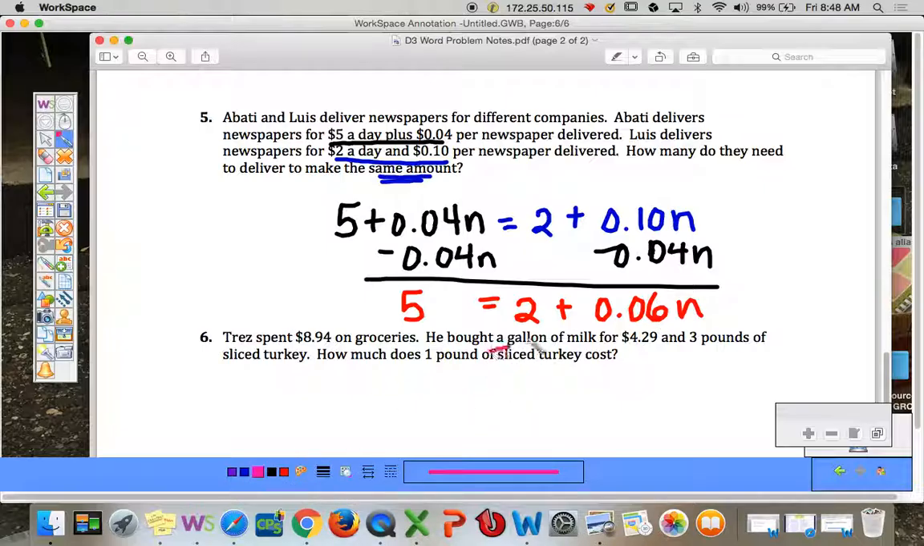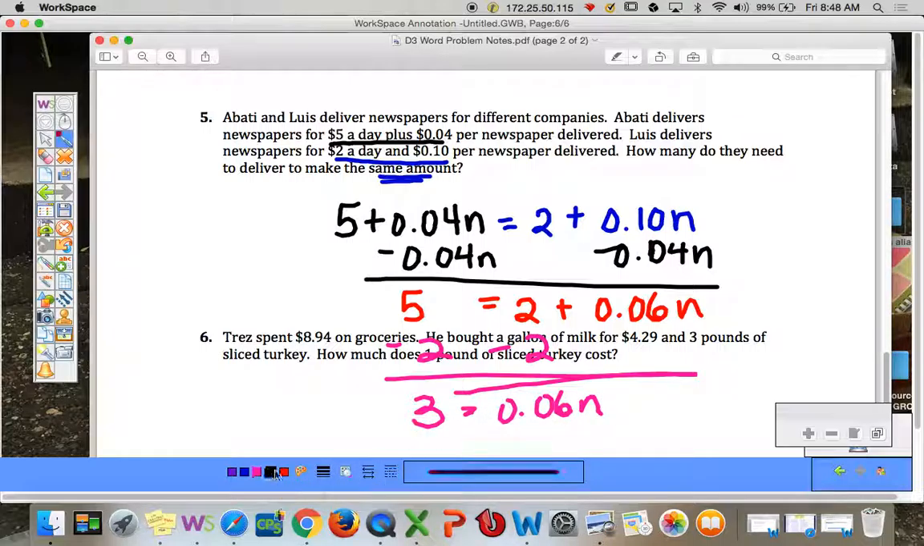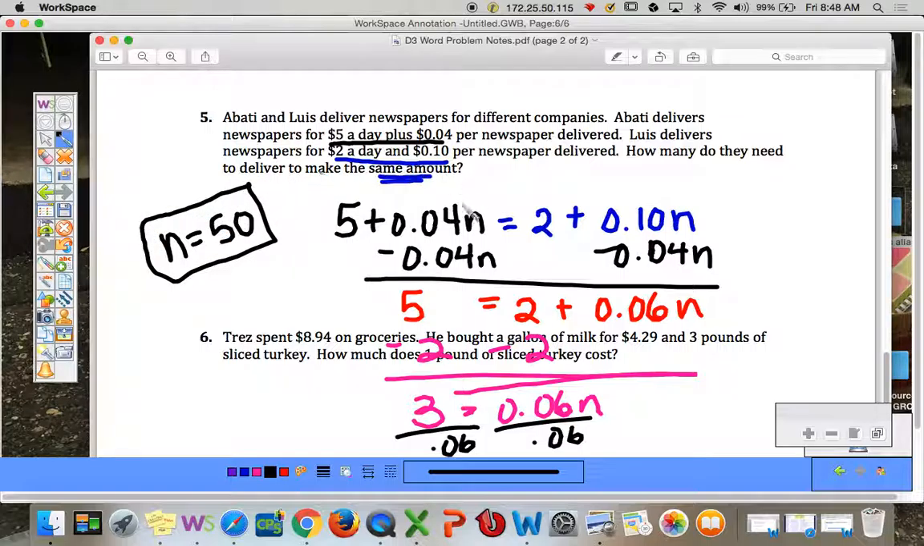We'll subtract 2 from each side. We got 3 equals 0.06 n. To get rid of 0.06, we'll divide. So we have 3 divided by 0.06, and we get 50. So if they each deliver 50 newspapers, they'll make the same amount. To figure out the amount, we could plug in the 50 into one side of the equation.